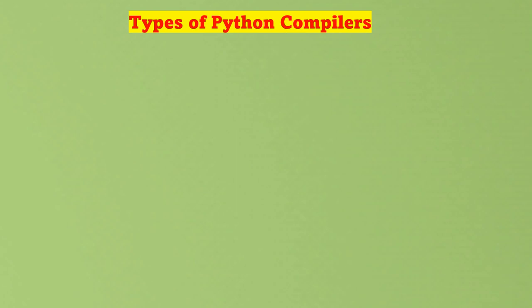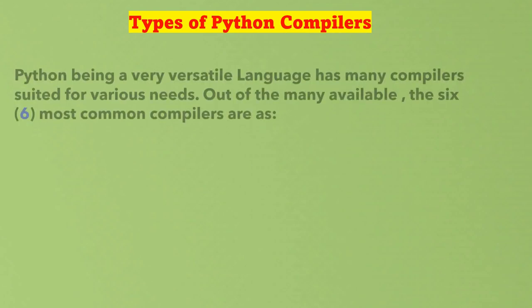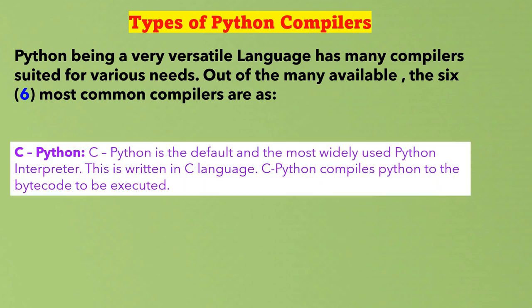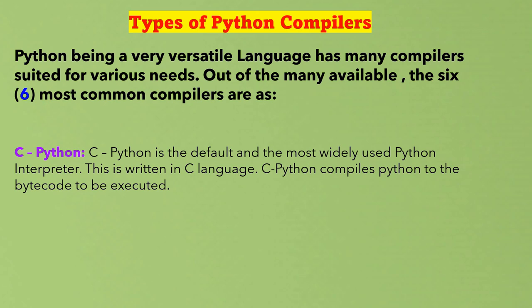Types of Python compilers. Python, being a very versatile language, has many compilers suited for various needs. Out of the many available, the six most common compilers are as follows. CPython. CPython is the default and the most widely used Python interpreter. This is written in C language. CPython compiles Python to the bytecode to be executed.